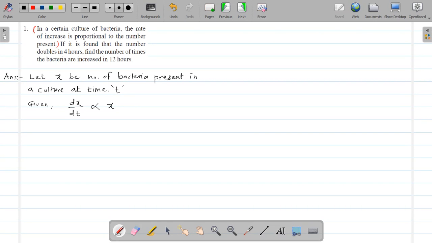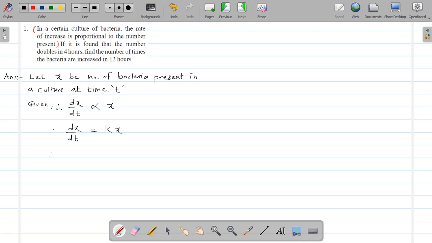Okay. So by that first statement we will express that first statement as dx by dt is directly proportional to x. Now further we have to choose the proportionality constant. So dx by dt is equal to k into x. So this is the differential equation, and now we will use the variable separable method to solve this.